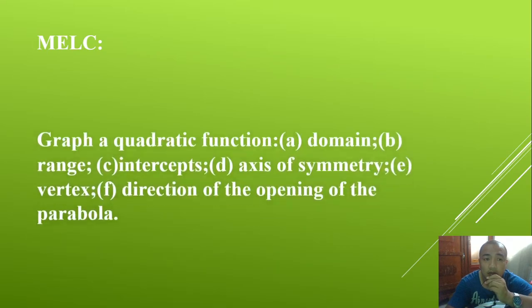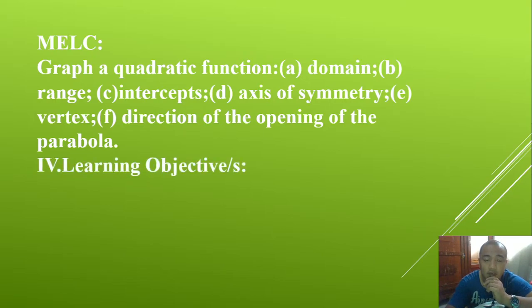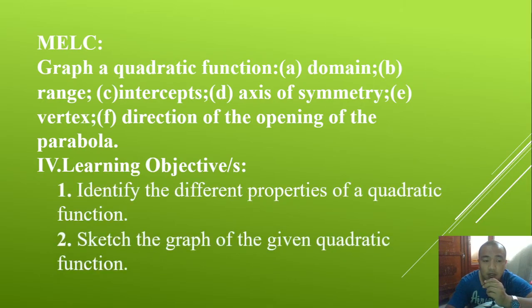Most essential learning competency: graph a quadratic function. A. Domain. B. Range. Intercepts. Axis of symmetry. Vertex. Direction of the opening of the parabola. That's the most essential learning competency. Learning objectives: number 1, identify the different properties of a quadratic function; and number 2, sketch the graph of the given quadratic function.